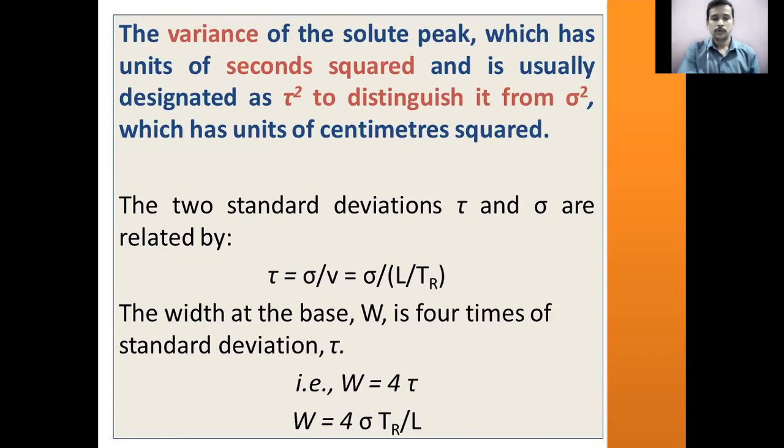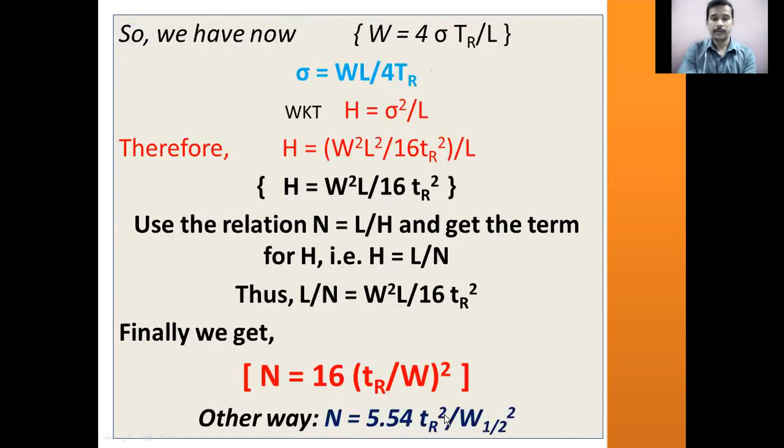We know that tau is equal to sigma by L by TR. In place of tau, you substitute sigma by L by TR, and you will get W is equal to 4 into sigma into TR divided by L.